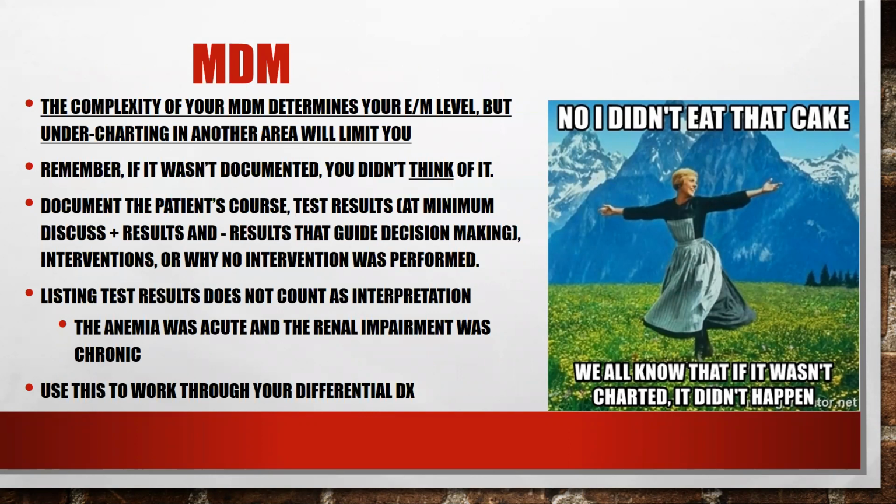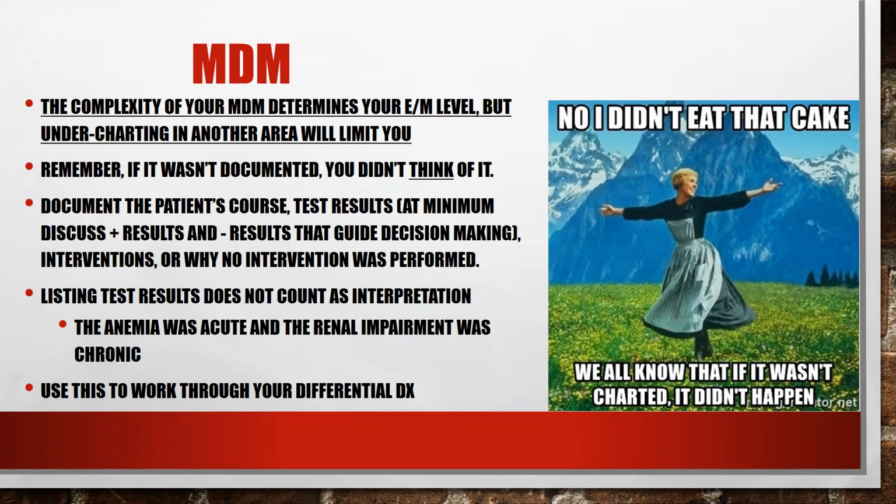So the MDM is really what's going to determine the level of your encounter. But again, if you have up to a level 5 MDM, but you only have 2 or 3 parts in your HPI, then the max that your chart can be is now actually only going to be a level 4 or a level 3. Right? So you can be downcoded if you don't hit the requirements in the rest of your chart. But the complexity of your MDM is really kind of what determines the level of the chart.